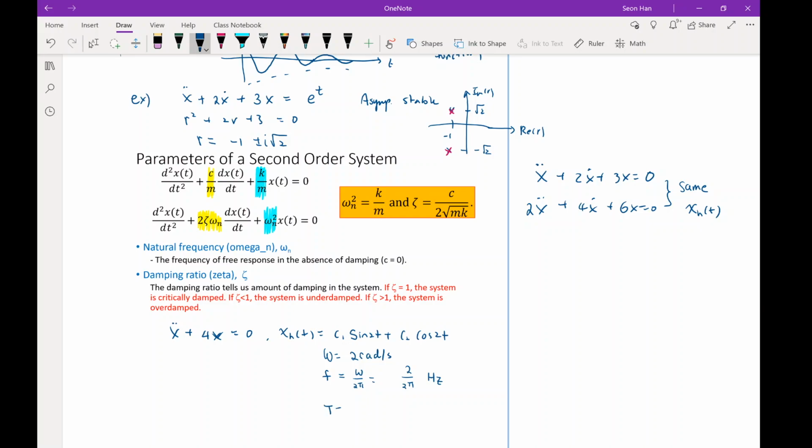And what is the period? Period is the inverse of that, right? So let's cancel the 2. You have pi seconds. Let me put the units in brackets.